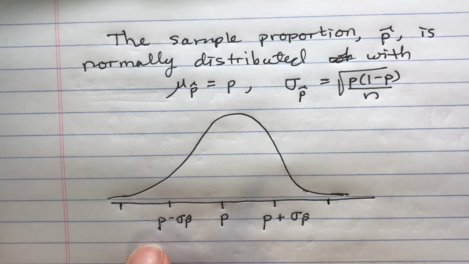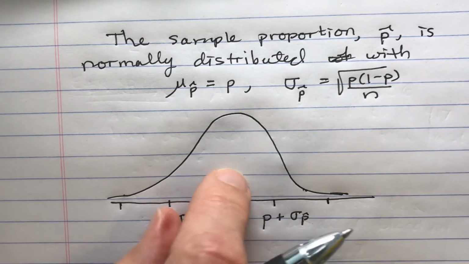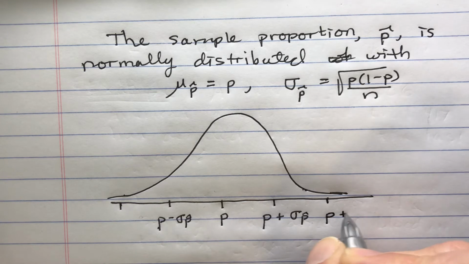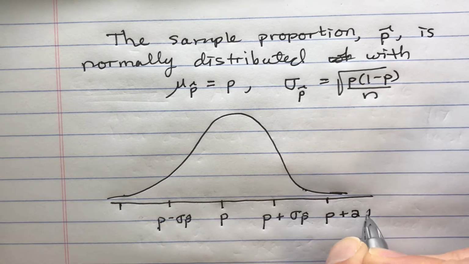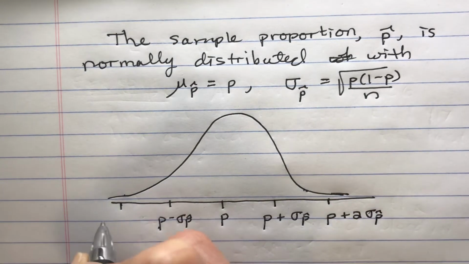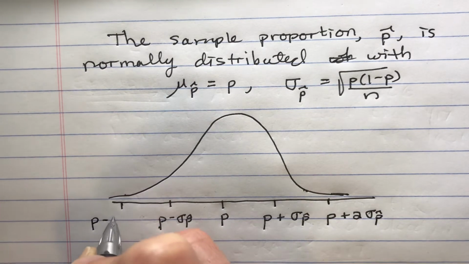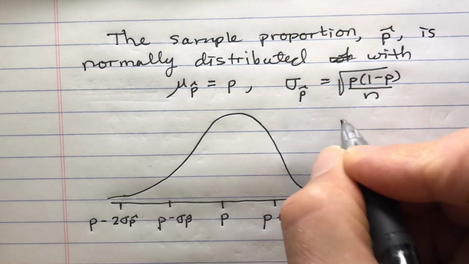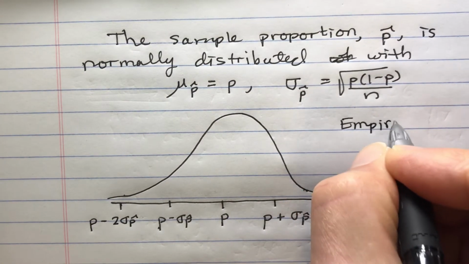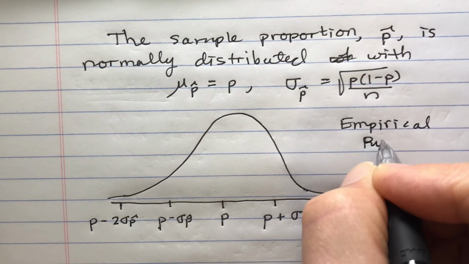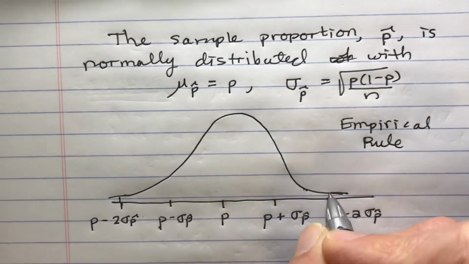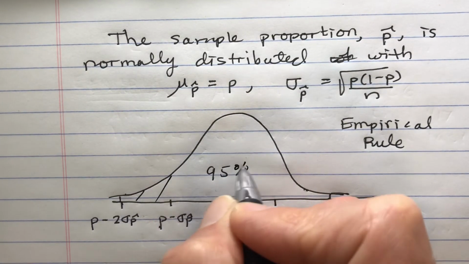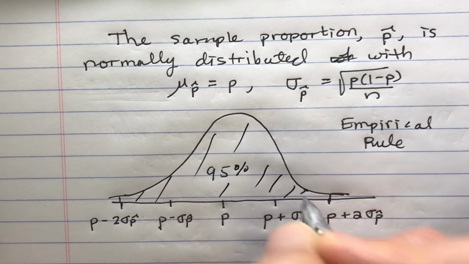Let's use the empirical rule to estimate some areas here. What I'm going to do is look at two standard deviations and see if we can remember that empirical rule. That number between two standard deviations is 95% of the population.